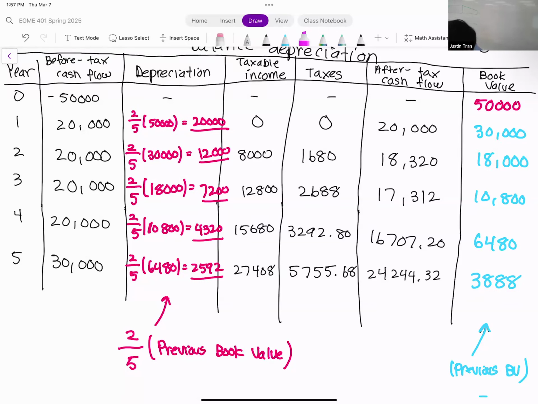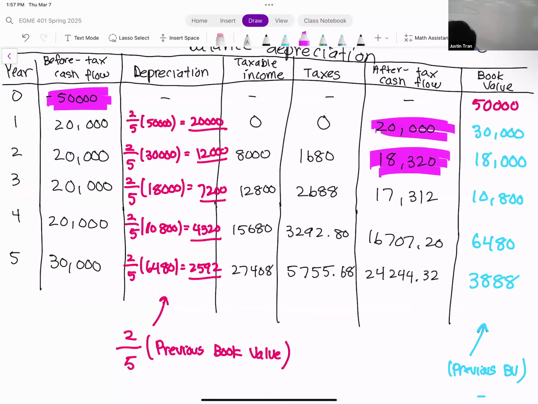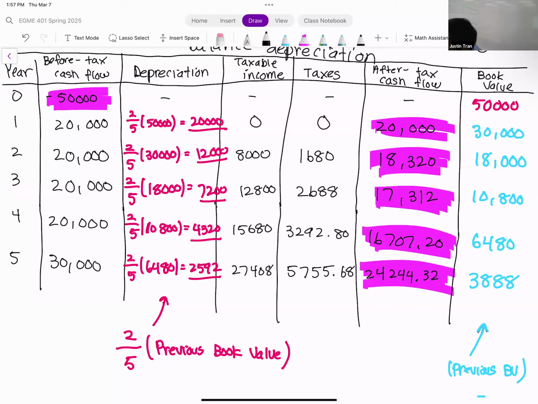This one's going to be a lot more annoying because each year is something different, but we're going to do the same as before. We're going to take our initial cost, 50,000, and all of our after-tax cash flows here. Since all of them are different, we can't use any uniform series, so we have to treat all of them as an individual future sum.